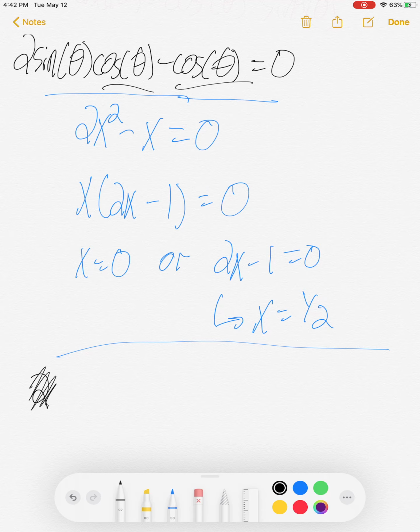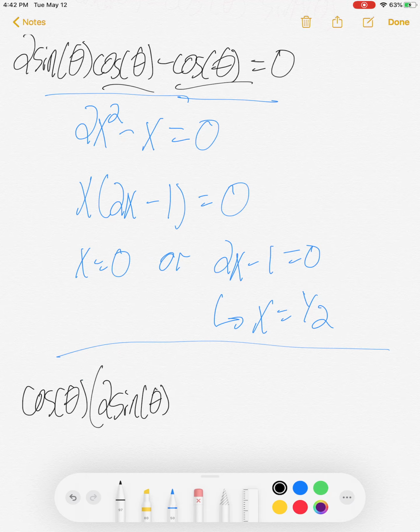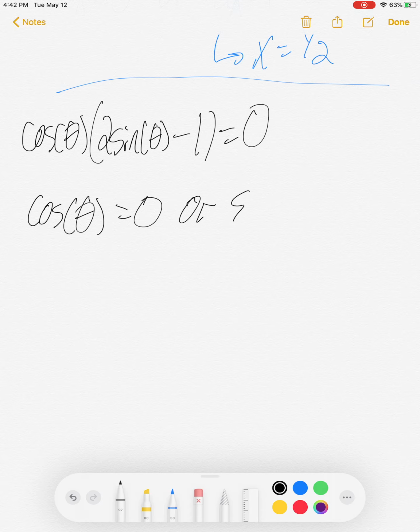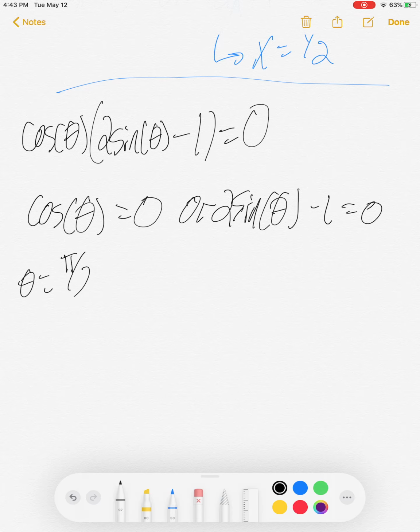And so my equation is now cosine theta times, after I factor that cosine out, I'm left with 2 sine theta minus 1 equals 0. And just like we said about x a second ago, this means that cosine theta equals 0, or 2 sine theta minus 1 equals 0. Well, cosine theta equals 0 at pi over 2 and 3 pi over 2.